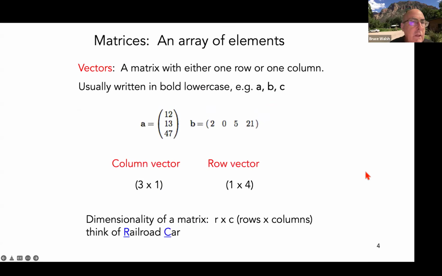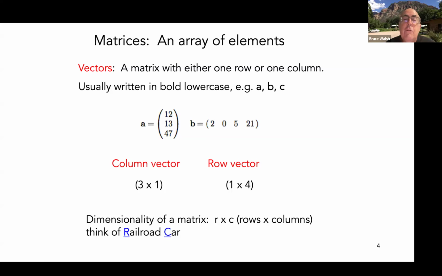So what exactly is a matrix? Well, it's simply either a list, in which case we call it a vector. So it's either a single row, a row vector, or a column vector, or it's simply an array. So an Excel spreadsheet with entries in the cells in that Excel spreadsheet is a matrix.